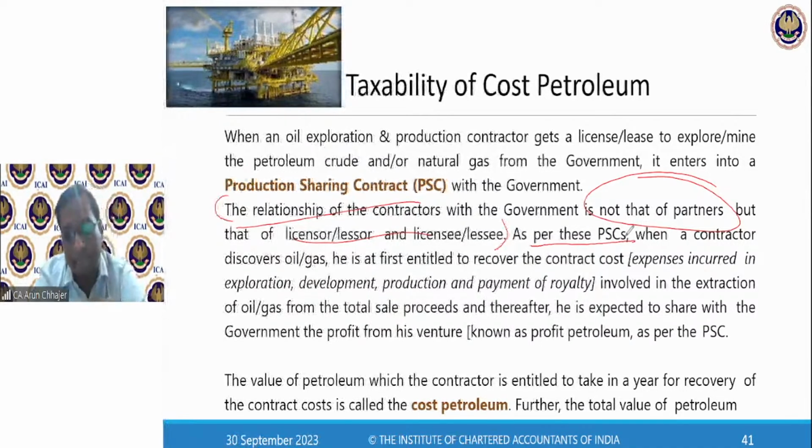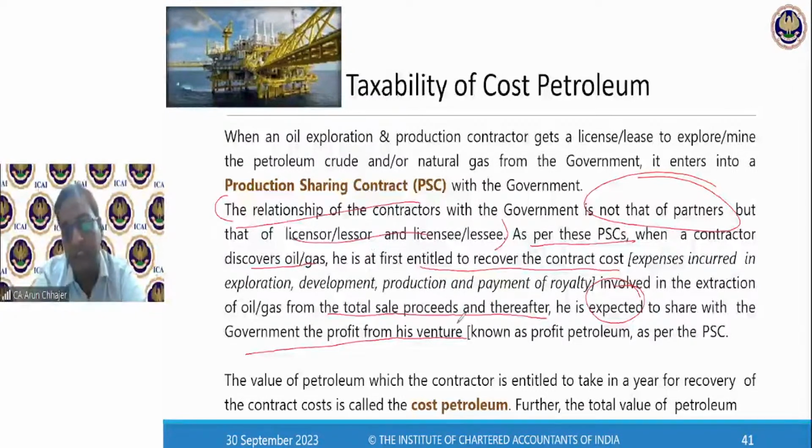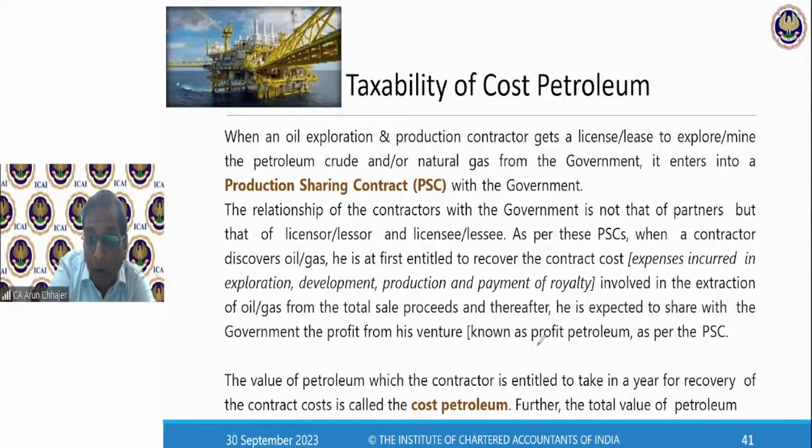As per this agreement, when the contractor discovers the oil or gas, he will first recover the cost. Then, whatever the sale proceeds are, he shares with the government the profit from this venture. This is also known as profit petroleum as per the PSC. Now the question is whether this profit sharing would be chargeable to GST or not. The value of the petroleum which the contractor is entitled to in a year for the recovery is called the cost petroleum. So there is one element, profit petroleum, the part of the profit which is to be shared with the government. And cost petroleum means the cost which is to be recovered by the contractor.